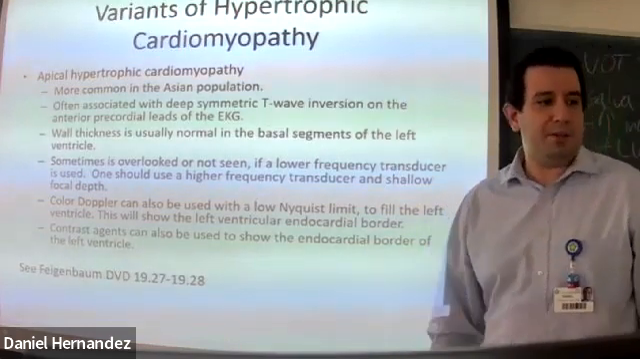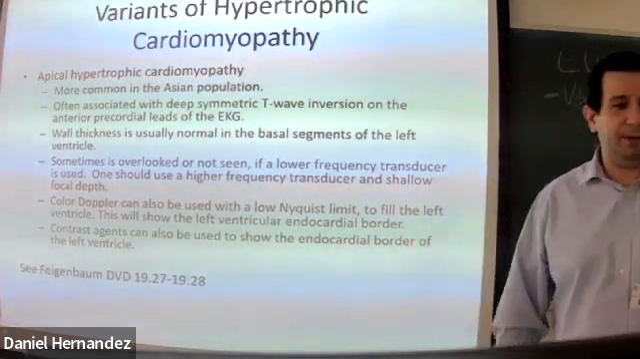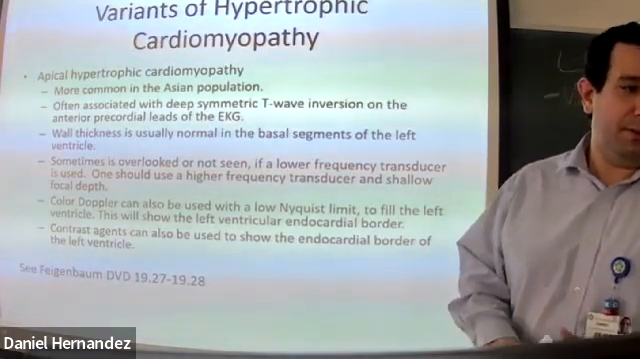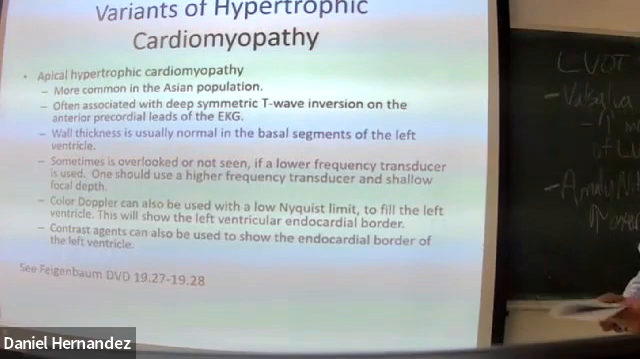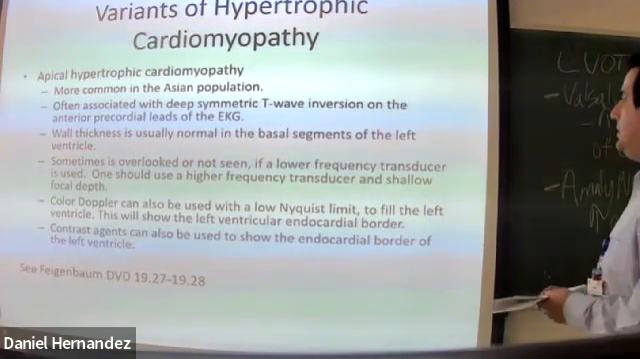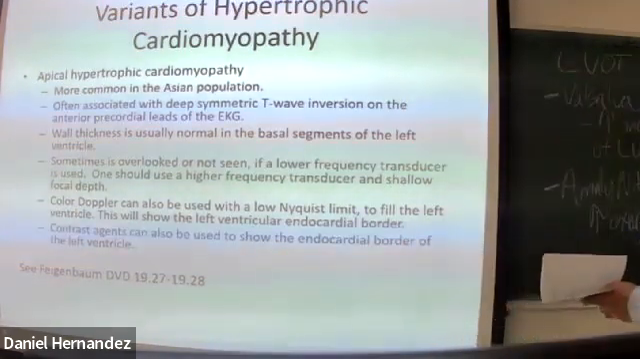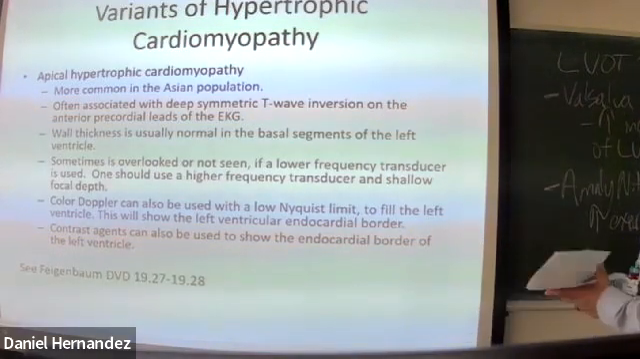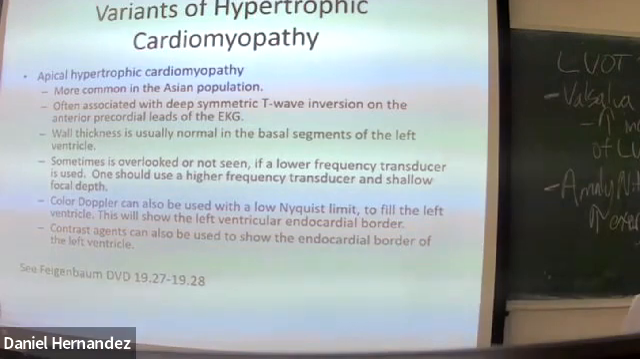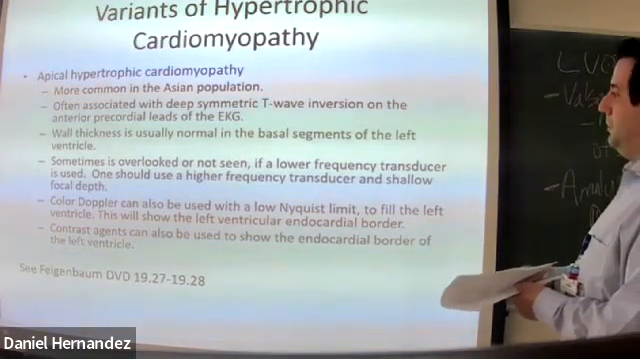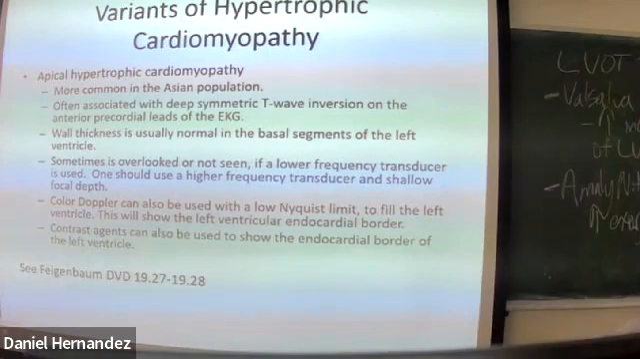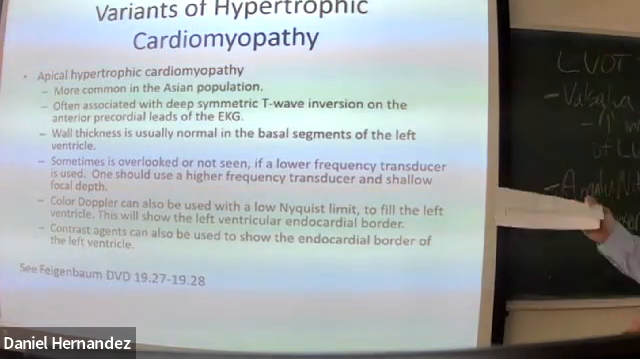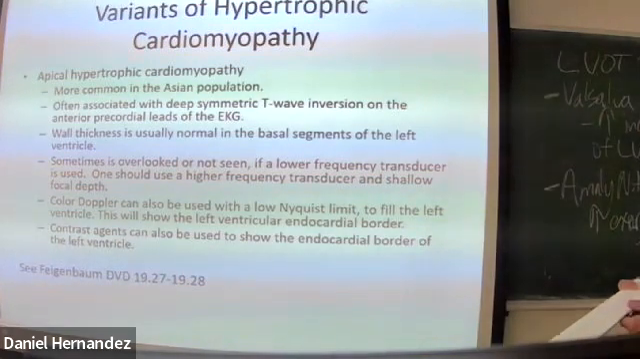We said that patients can also have apical hypertrophy. Again, this was more common in the Asian population. This can also be associated with symmetric T-wave inversion on the anterior precordial leads of the EKG. Wall thickness is usually normal in the basal segments of the left ventricle. So where we would typically see hypertrophy, we do not. We'd have nice thin walls, so that's not going to create that LVOT obstruction.